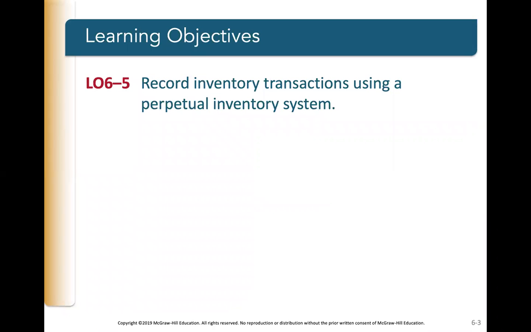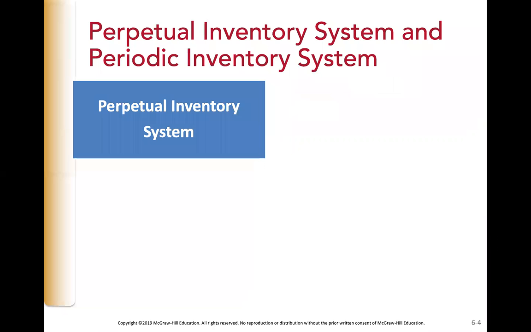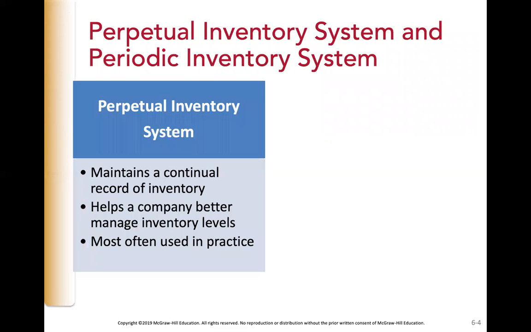LO 65, Record Inventory Transactions using a Perpetual Inventory System. To maintain a record of inventory transactions, most companies use what's called a perpetual inventory system. This system involves recording inventory purchases and sales on a continual basis. It helps the company better know the inventory levels and manage them, and like I said, it's most often used.